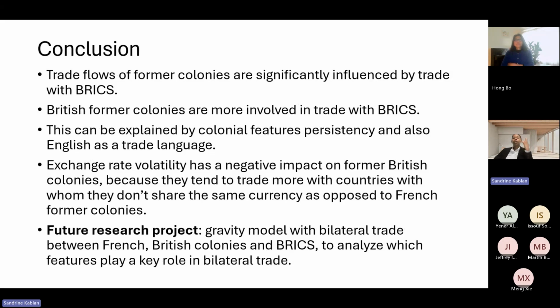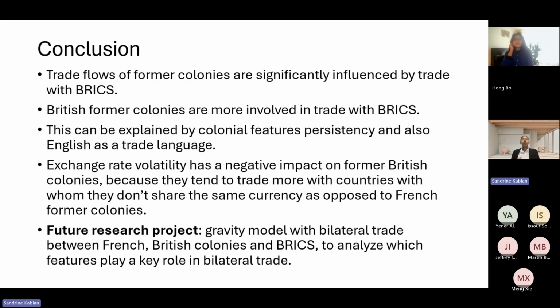British former colonies are more involved in trade with BRICS, and we can also explain it by the fact that it's a kind of persistency of British colonial rule, which tends to be less restrictive. So the British former colonies tend to be more diversified and also more present on the international trade scene with other countries. Also, it can be explained by the language, because English is an economic language, a business language. It's also a language that is used in trade.